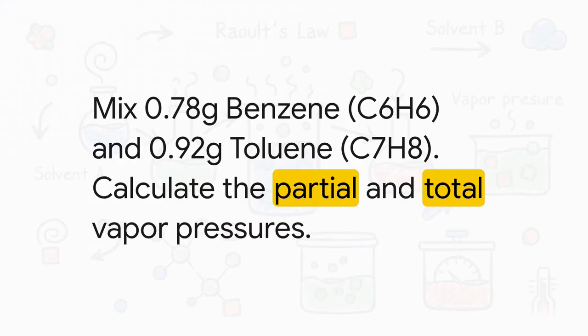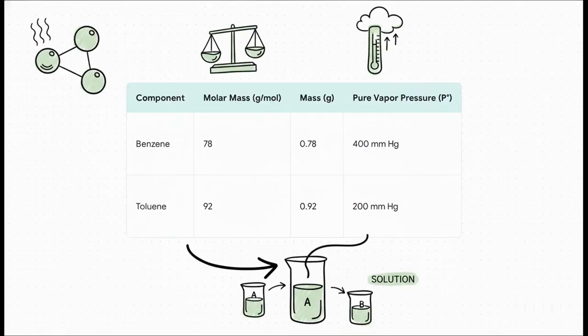Okay, here's our problem. We're mixing 0.78 grams of benzene with 0.92 grams of toluene. Our mission, should we choose to accept it, is to figure out the partial pressure from each one, and then, of course, the total vapor pressure of the whole mix. And here's everything we need to solve it, all laid out for us. We've got the mass of each substance, their molar masses, and most importantly, we have the vapor pressure of each liquid when it's pure. Remember, that's our crucial P0 value.